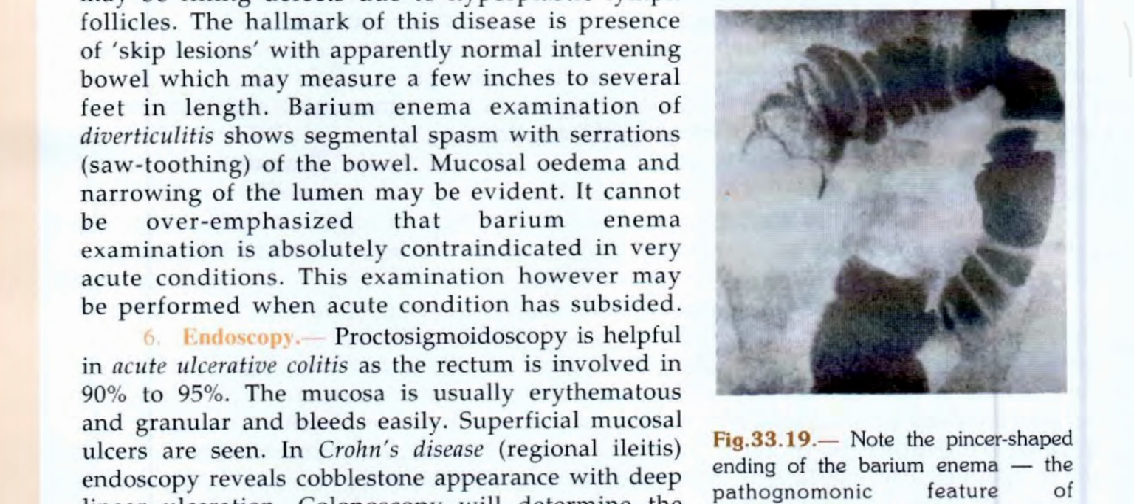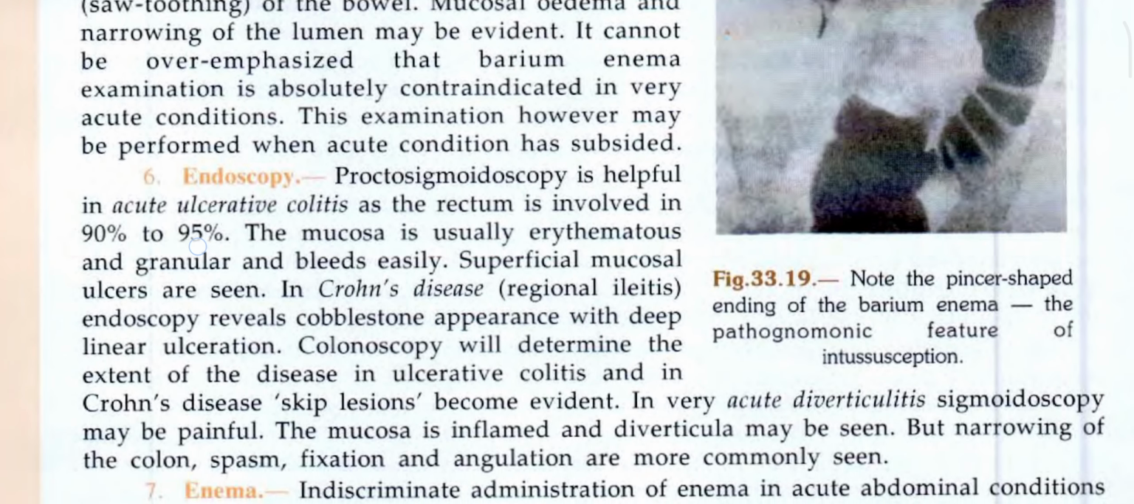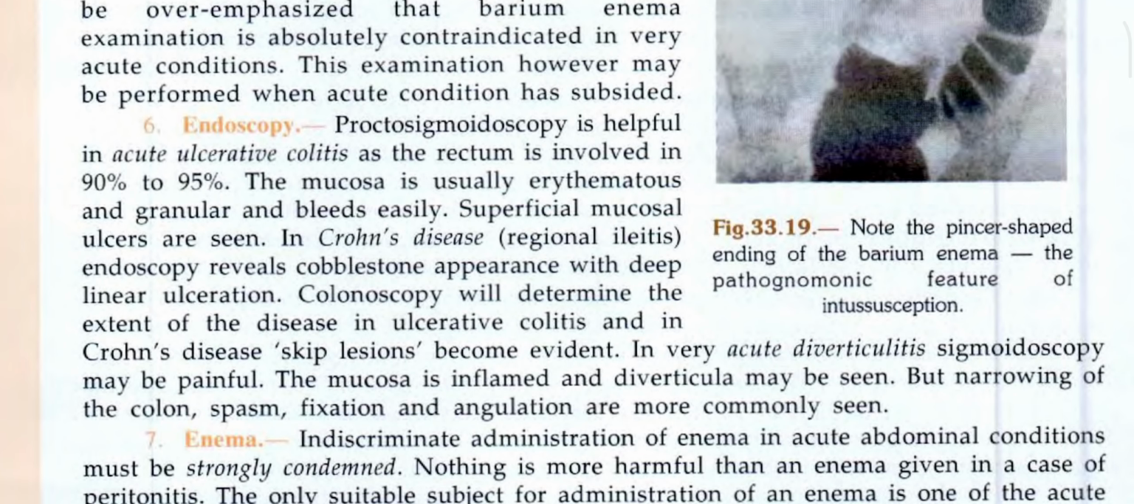It cannot be overemphasized that barium enema examination is absolutely contraindicated in very acute conditions. This examination, however, may be performed when the acute condition has subsided. Endoscopy. Proctosigmoidoscopy is helpful in acute ulcerative colitis, as the rectum is involved in 90 to 95%. The mucosa is usually edematous and granular and bleeds easily. Superficial mucosal ulcers are seen.